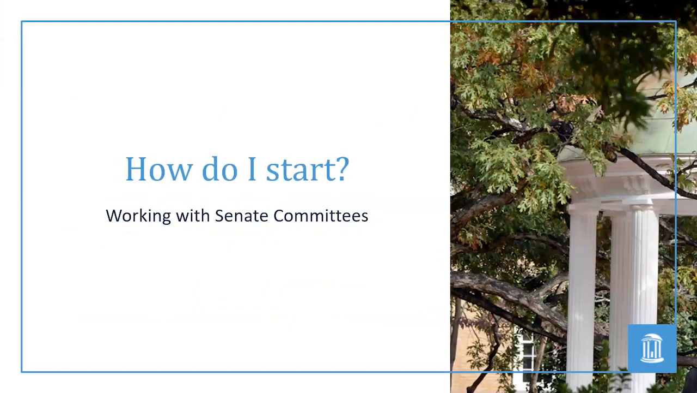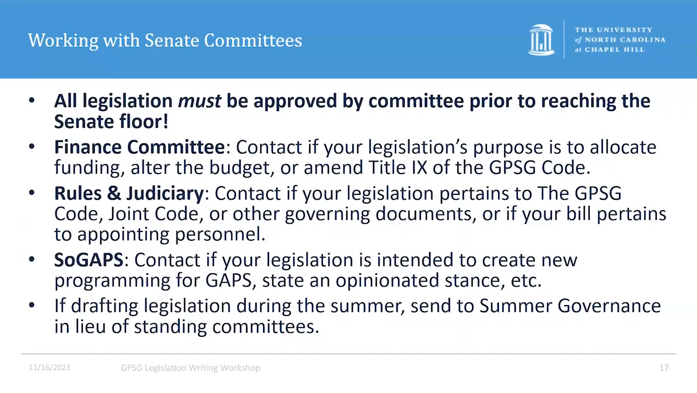So how do you start? Okay, I wrote this bill, I've got it. I've got to give it to somebody. What is this process now that I have this piece of paper? So we'll talk about that a little more. I talked about this a little bit, but the Senate committees are going to be your gateway into Senate. All legislation needs to be approved by a committee prior to reaching the Senate floor. That's super important. There's very specific cases where that might not be, but in general, you need to bring it to a committee. And these are going to be your three committees.